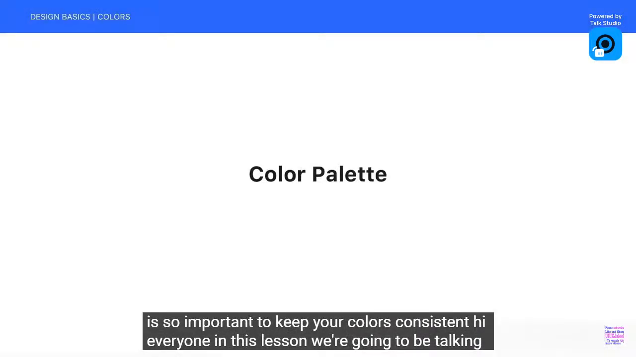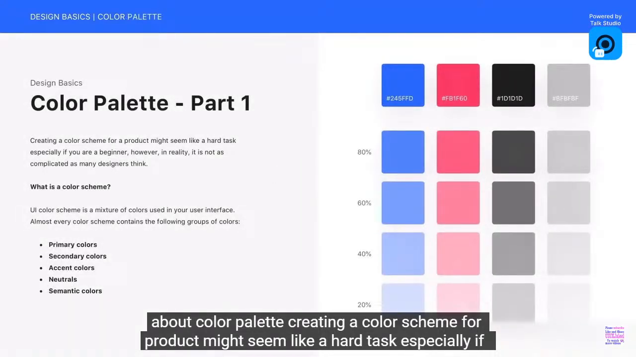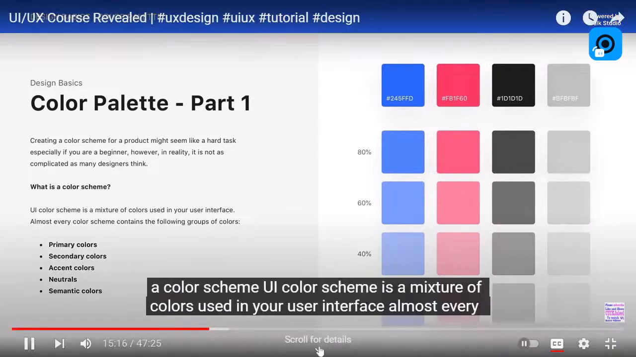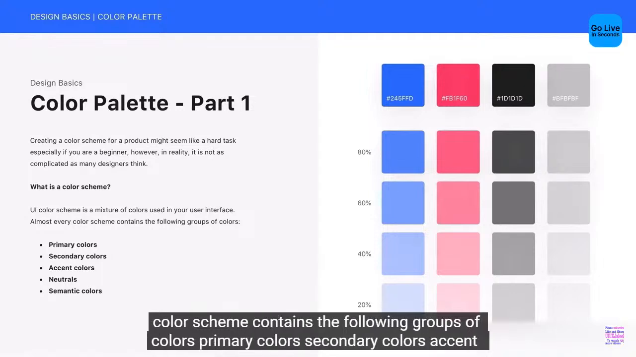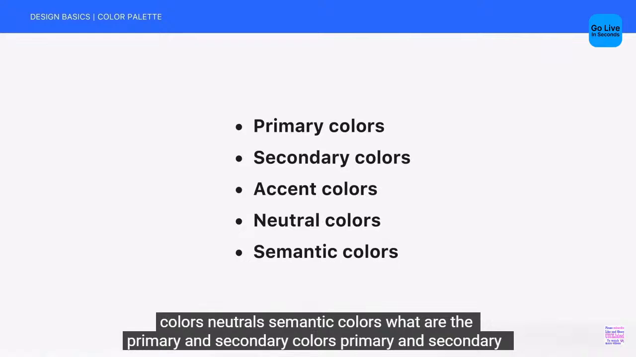Hi everyone! In this lesson, we're going to be talking about color palette. Creating a color scheme for a product might seem like a hard task, especially if you are a beginner. However, in reality, it's not as complicated as many designers think. What is a color scheme? UI color scheme is a mixture of colors used in your user interface. Almost every color scheme contains the following groups of colors: primary colors, secondary colors, accent colors, neutrals, semantic colors.